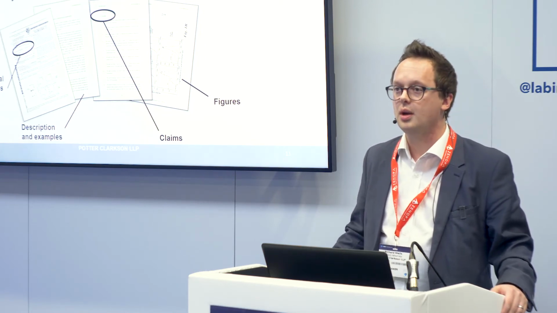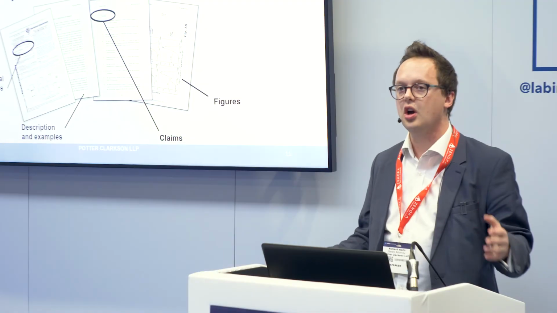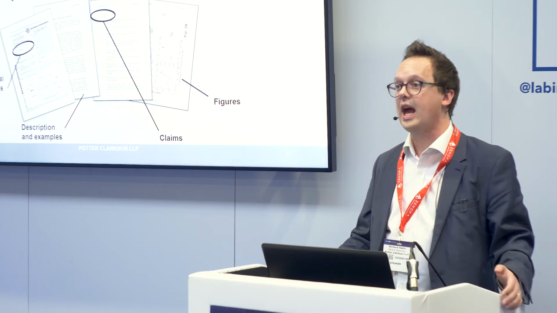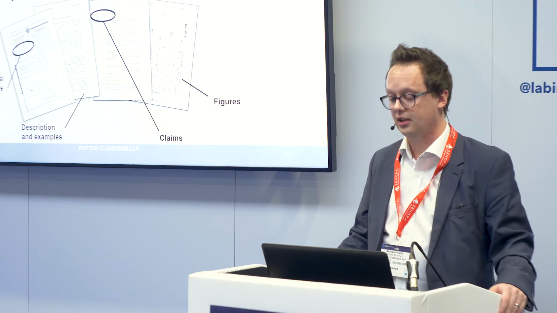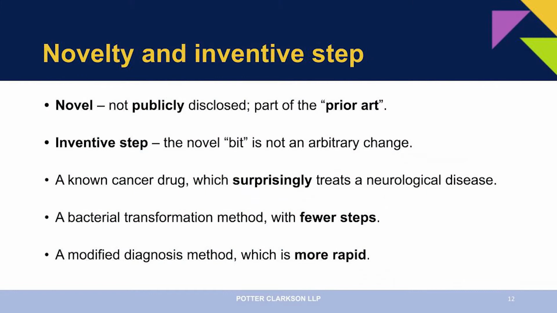Some of these legal requirements: it's got to be novel and inventive, and it's got to be sufficiently disclosed and supported. Now these are quite IP jargon terms, and I'm now going to go into a bit more detail about what that means and how you can develop a system to avoid pitfalls with trying to cross these legal hurdles. So novelty basically means it hasn't been publicly disclosed before the date on which you filed your patent application at the patent office. And in our speak, anything that's published before that date is prior art.